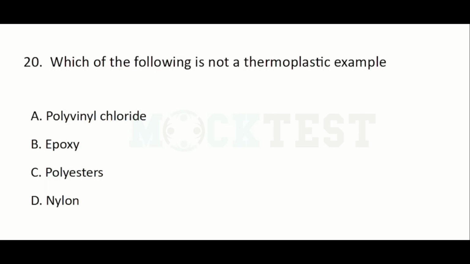Which of the following is not a thermoplastic example? Option A, polyvinyl chloride. Option B, epoxy. Option C, polyesters. Option D, nylon. Answer is option B, epoxy. Epoxy is not a thermoplastic example.